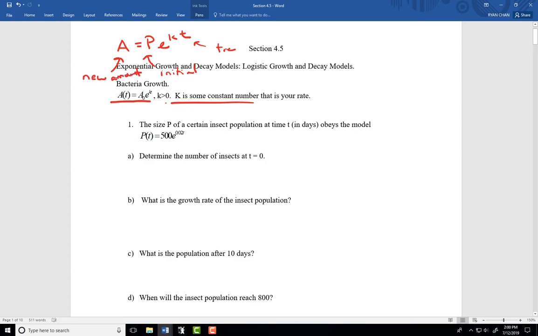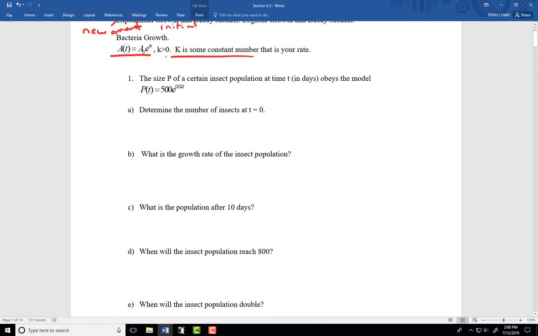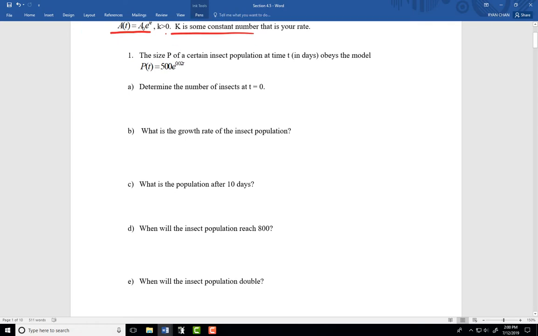Sometimes they'll just give you a problem like this where they give you a formula. It says the size P of a certain insect population obeys the following model. Determine the number of insects at t equal to 0. So sometimes they'll give you a formula and ask you to evaluate it. Should be pretty straightforward, right? All we're doing is plugging in 0.